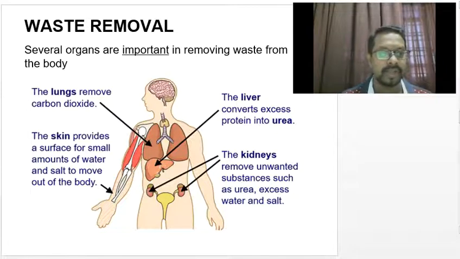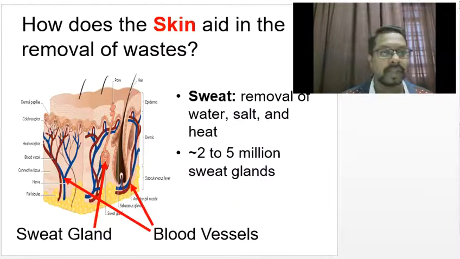Okay, let's look at examples. This one also I add on because it's not in your course book. Let's look at skin. How does the skin aid in the removal of waste? See, this is the cross section of a skin. Here we have our sweat gland and our blood vessels, right? Sweat is the removal of water, salt, and heat. So in our sweat we have water, salt, and heat.